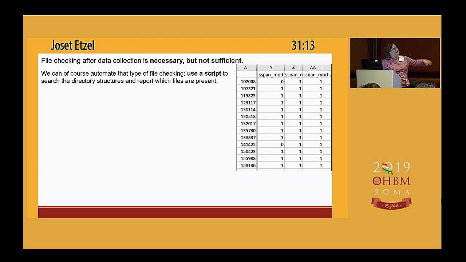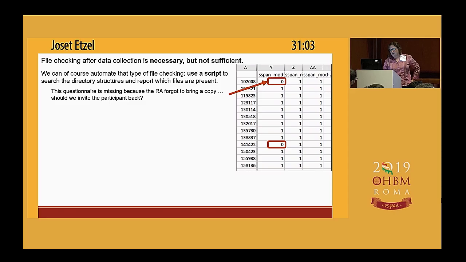So here in this first column, zeros mean missing, and there are a couple of people there that have missing files. Being the project manager type person, I start investigating, and for this one, the RA forgot to bring the script, and that's why we don't have the status. So now we have to make decisions. Are we going to have to invite this participant back in order to collect this missing data? What are we going to do about it?